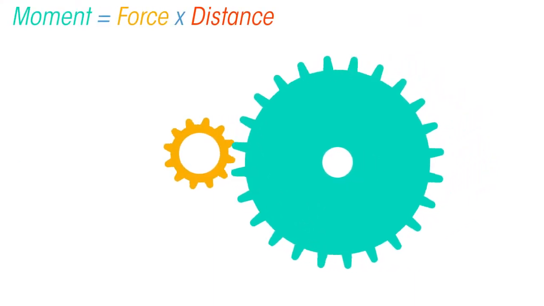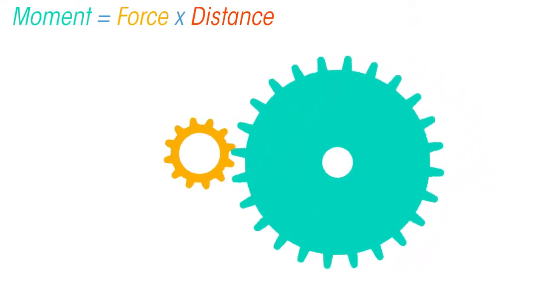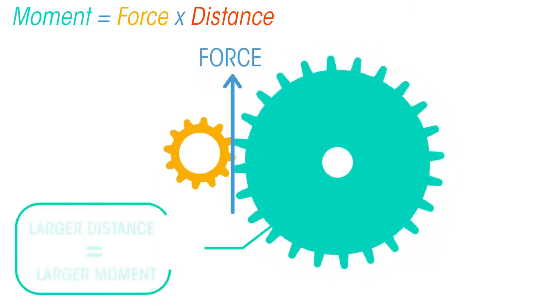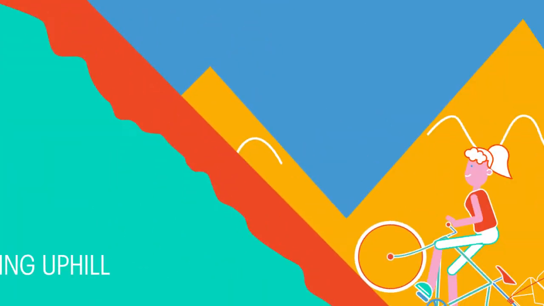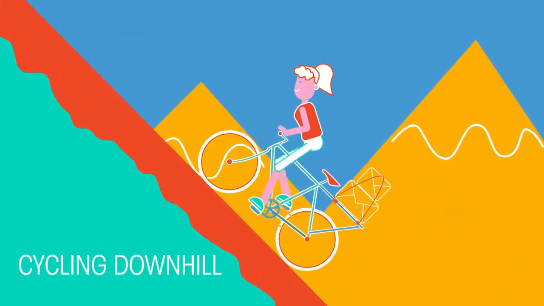Gears act as levers. They make work easier to do. They use moments. A force transmitted to a larger gear causes a bigger moment because the distance is larger. This is helpful when cycling or driving up a hill, compared with going downhill and quickly.